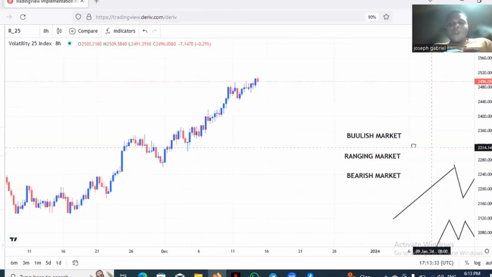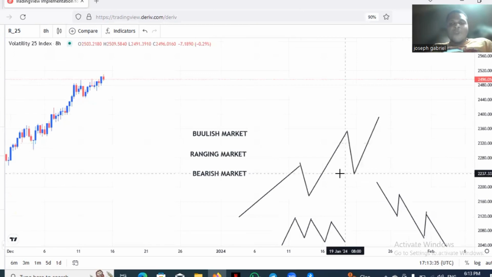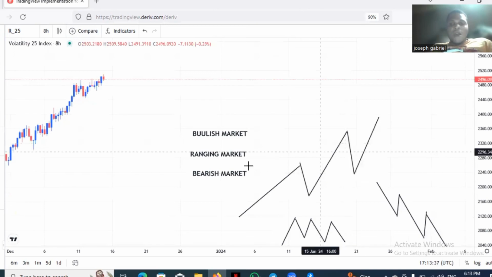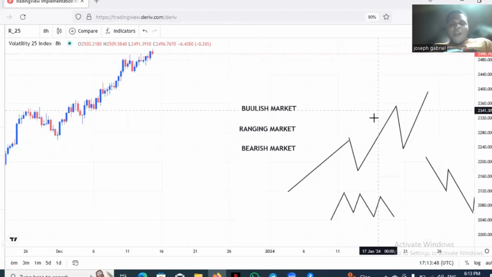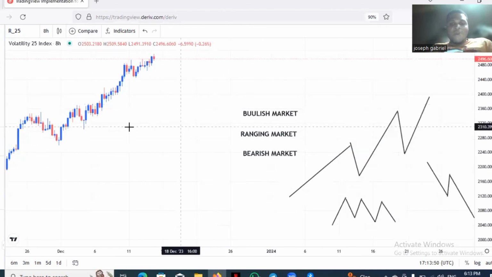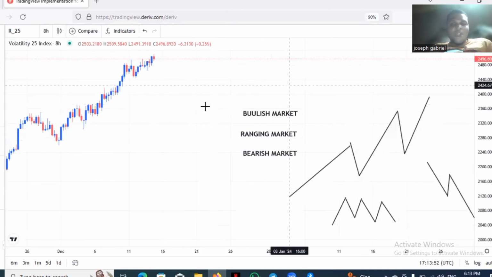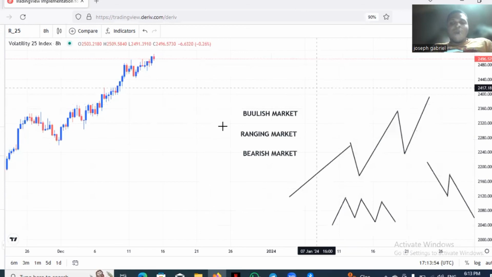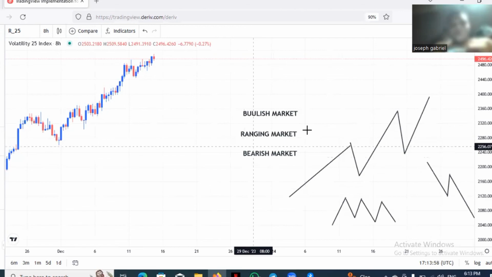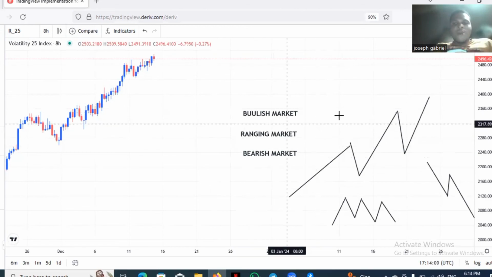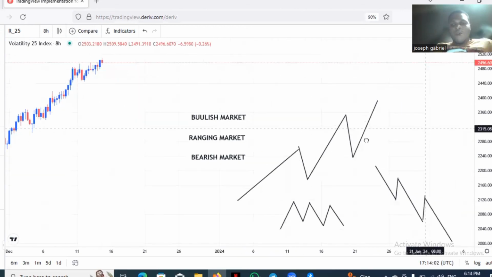So guys, I hope these things I just showed you help you understand how you can interpret the chart. First of all, we have the bullish, ranging, and bearish market. These three things are interesting concepts that cover your trading and sum up whatever happens in the market. So knowing these three things will help your trading journey go far.